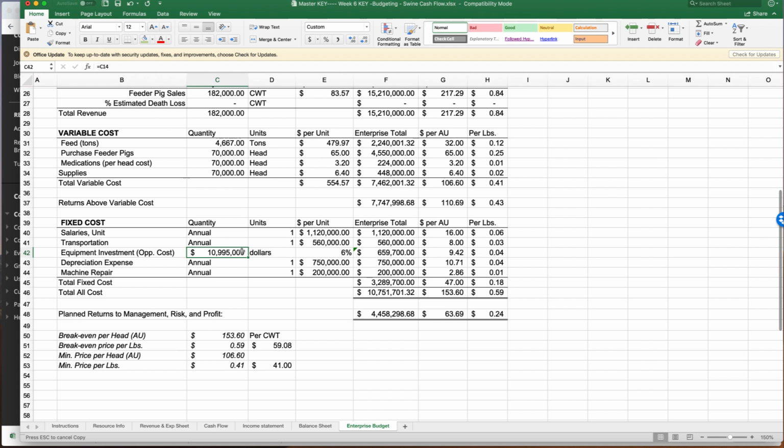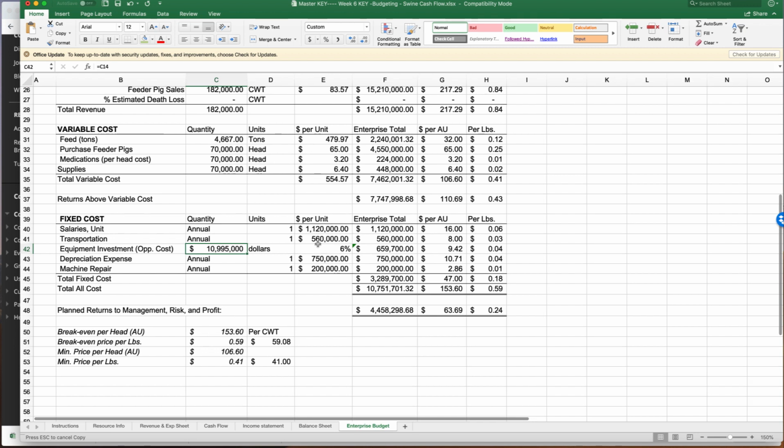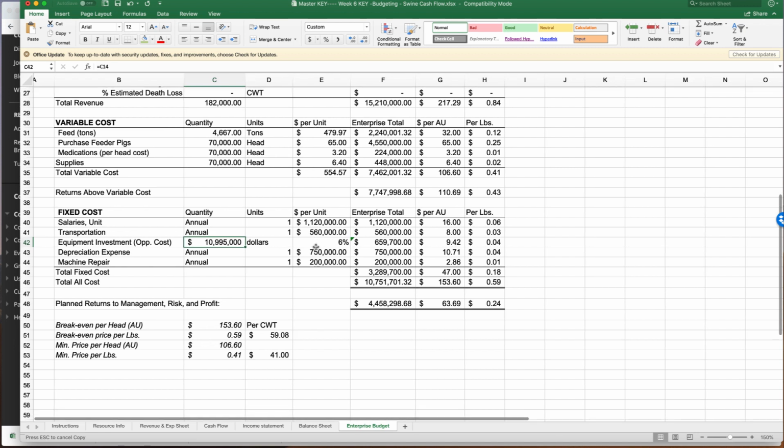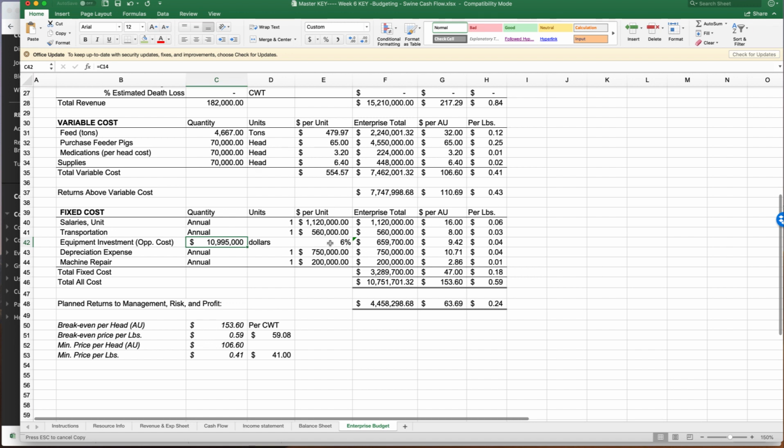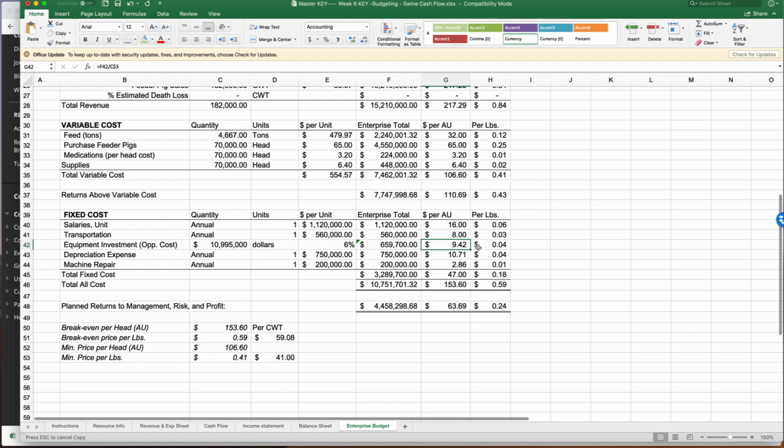I've got depreciation in here, but this equipment money that I need, on average, I could have taken that money and invested it and earned 6%. That's opportunity cost. So enterprise budgets typically just look at it that way because someone may pay all cash, someone may borrow, it's hard to tell. So they just come in and say, well, overall, it's going to cost me in my business $10,995 to run the whole operation. That's buildings, that's the feed system, that's the other assets that we need. Well, at 6% in our whole business, that's going to be $659,000. Well, that's $9.42 per animal, or that's 4 cents a pound.